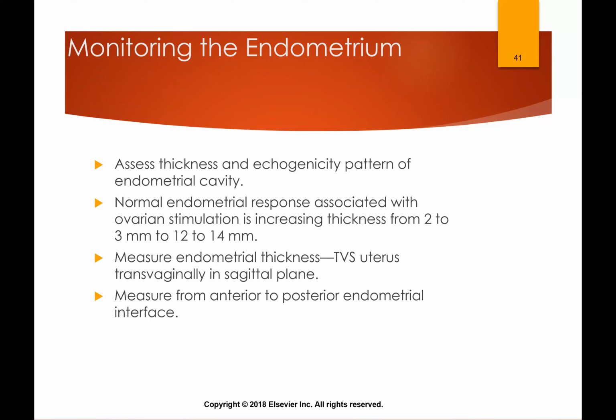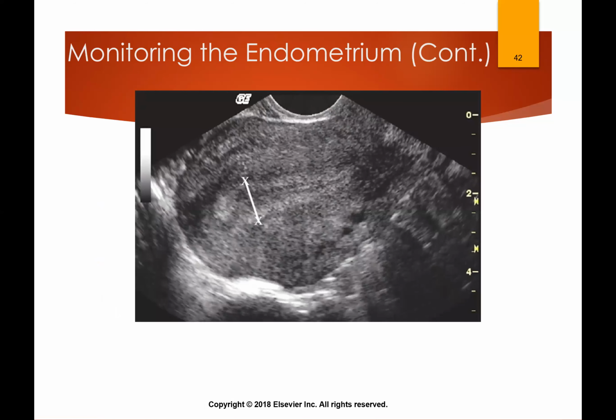It was amazing to me. So they want to monitor the endometrium to assess thickness and echogenicity pattern of the endometrial cavity. The normal endometrial response associated with ovarian stimulation is increasing 2 to 3 millimeters to get to 12 to 14 millimeters. They really liked at least 10 millimeters by the time you ovulated. That's going to give a plump little endometrium to the embryo. So you measure the endometrial thickness in transvaginal in a sagittal plane, like we've talked about, and you measure anterior to posterior in the endometrial interface. That's what you measure. We know how to do that, right?